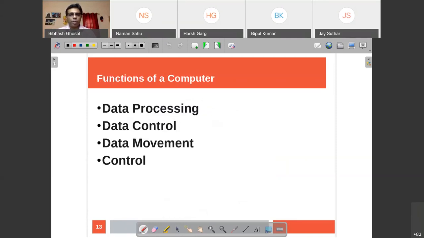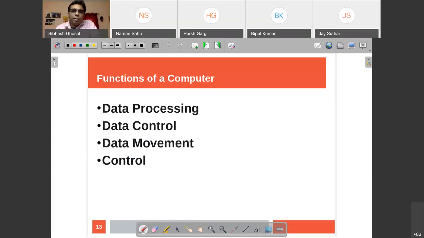Well, so what is the function of a computer? A computer primarily does four functions. One is called data processing. We know that. So that's the main job of the computer, to process the data. Process means you have to perform some operations, arithmetic, logical, okay?